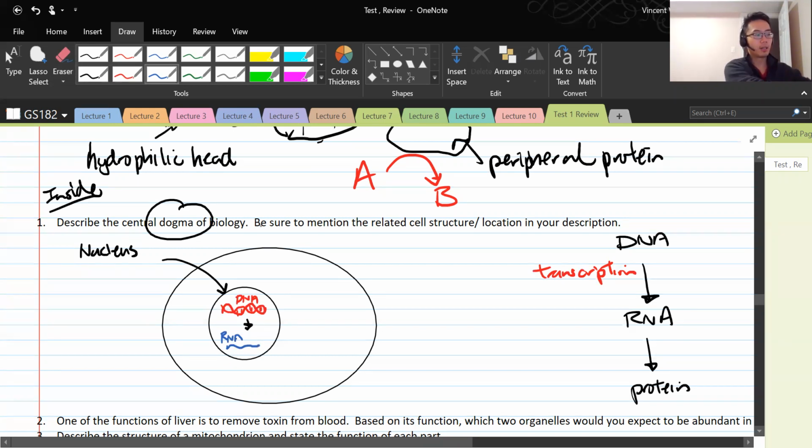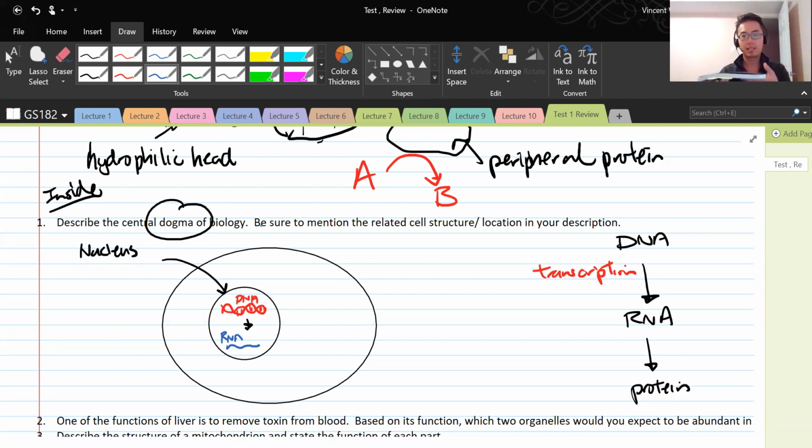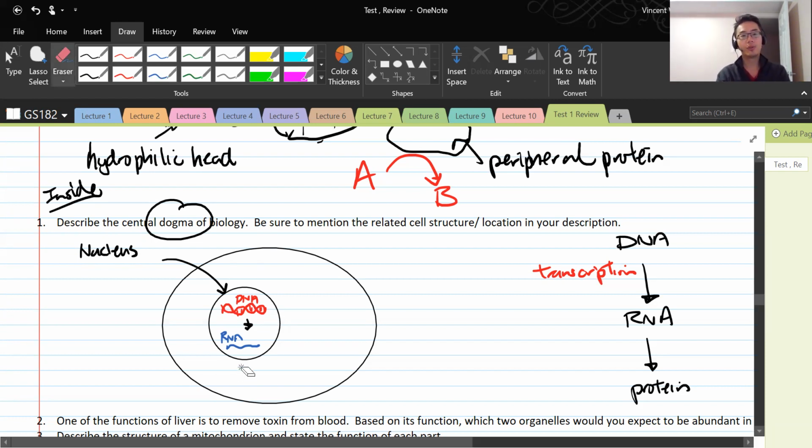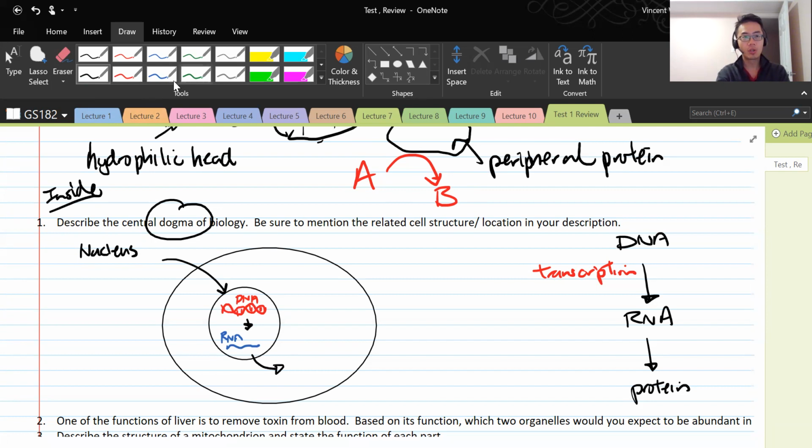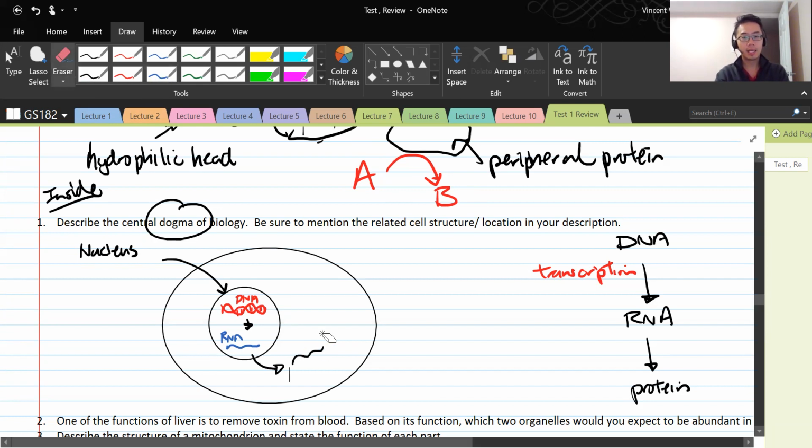Think about having a textbook at the library, like a study guide. You're not going to photocopy everything. That's impractical, too expensive, and takes too much time. You're only going to photocopy the pages that you need. Same thing for DNA. You only copy the part that contains the instructions to make the proteins that you need at the moment. That RNA is going to leave the nucleus through the nuclear pores, and now it's going to be in the cytoplasm.